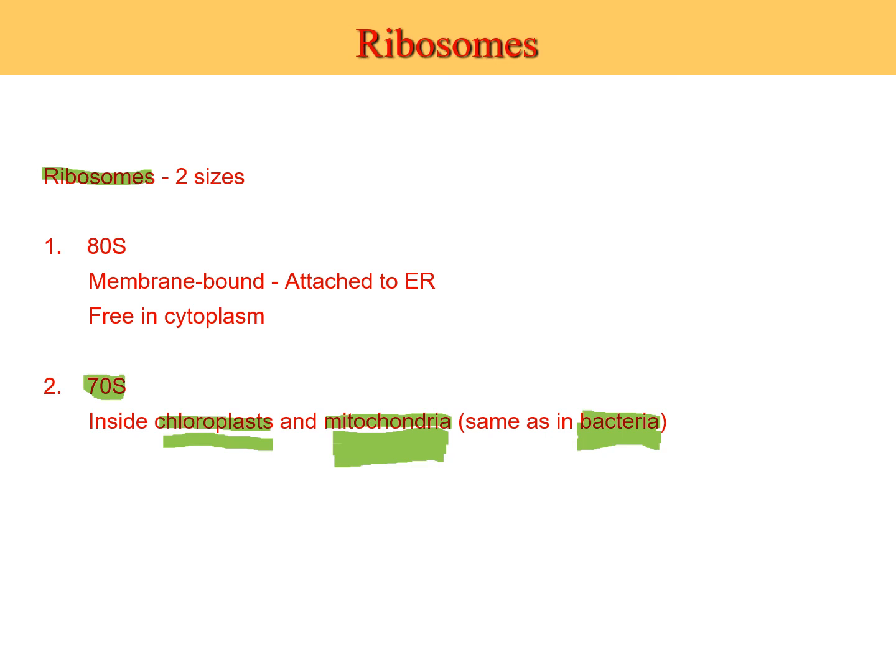The eukaryotic cell has ribosomes attached to the endoplasmic reticulum, and that would be rough endoplasmic reticulum, and some ribosomes that are free-floating in the cytoplasm, and these are 80S in their characteristic sedimentation rate.